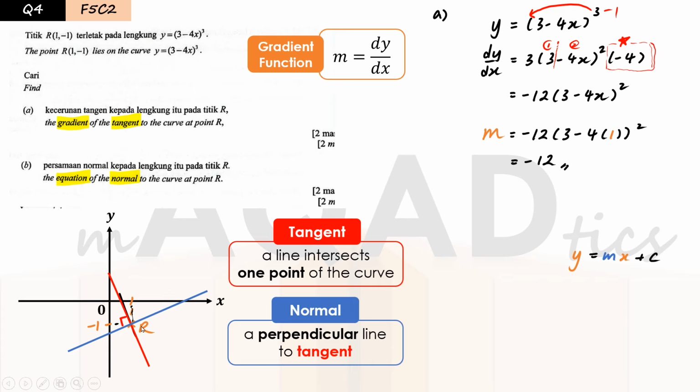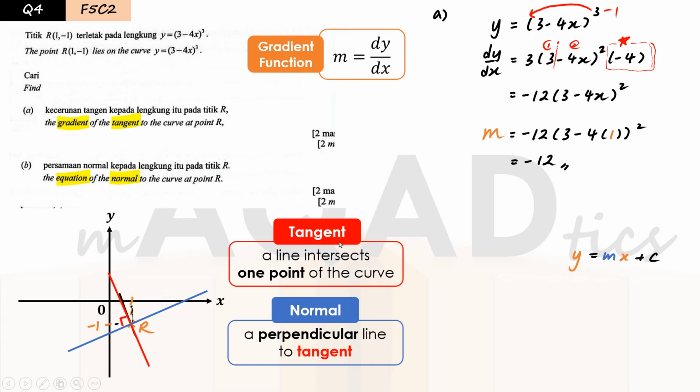Because there is one point which is on the normal line, which is (1, -1). So we can just substitute the coordinates inside here. And how about the m?